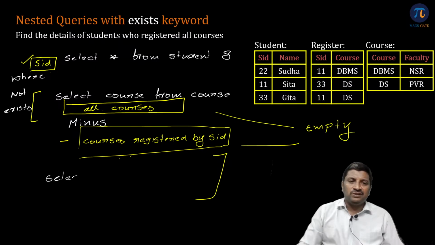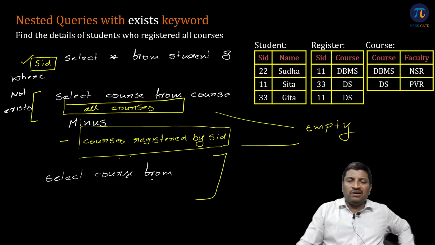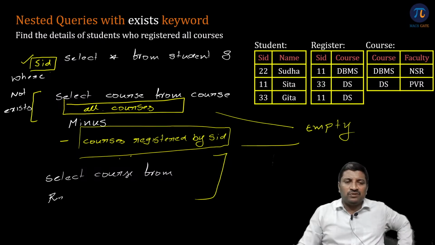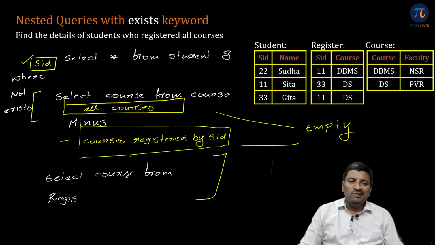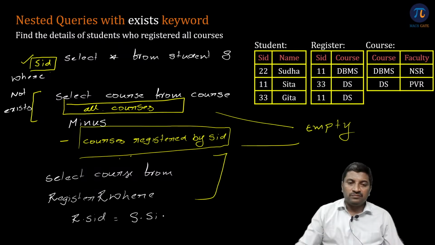How to get it, sir? Select course from where you are having all these details, sir, in register table. Are you selecting all the courses, sir? No. Where, let us give the name, where r dot SID, that is the registration student ID, must be equal to the SID of the outer table. Hope you understood it, right?